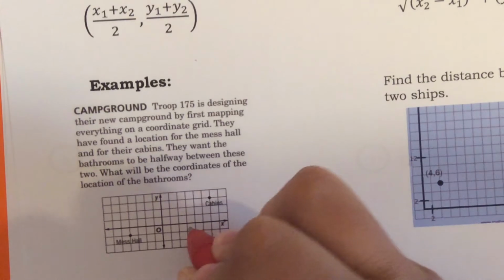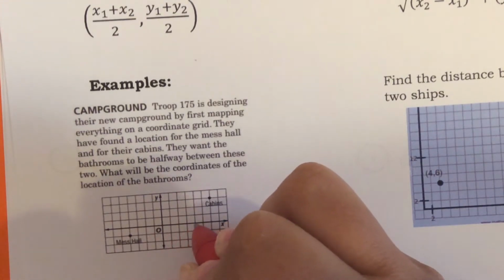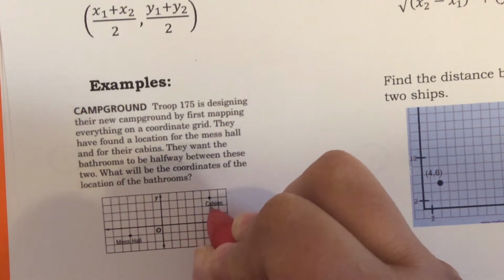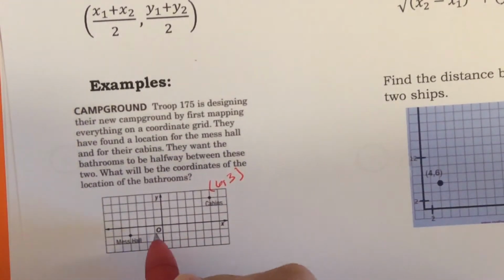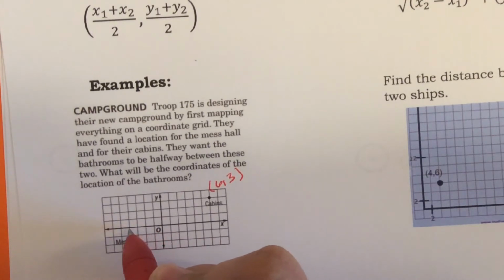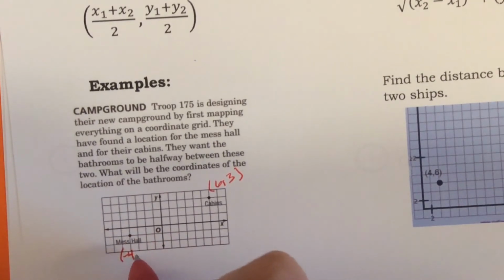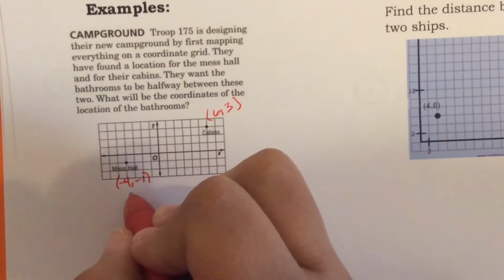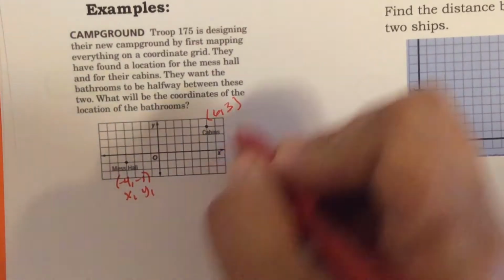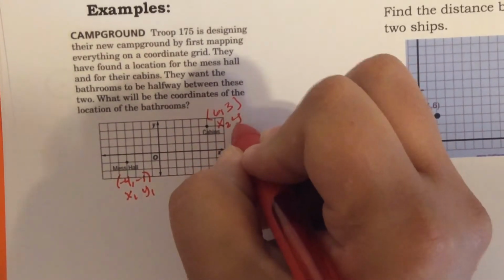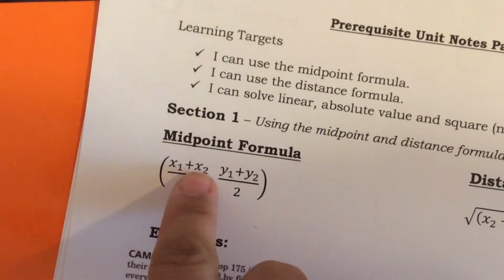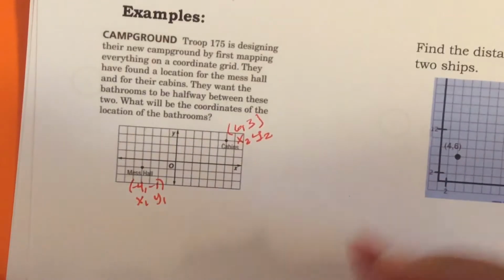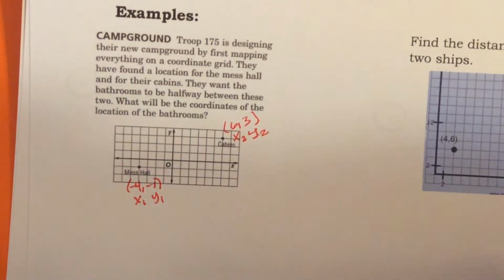So the cabins are over here at 1, 2, 3, 4, 5, 6. So this is 6, 3. And then the mess hall over here is 1, 2, 3, 4, -4, -1. So we're going to label the coordinates first, x1, y1, x2, y2. We're going to put it into the midpoint formula, which is right there. You add the x's, divide by 2, add the y's, divide by 2. And so that's what I'm going to do.